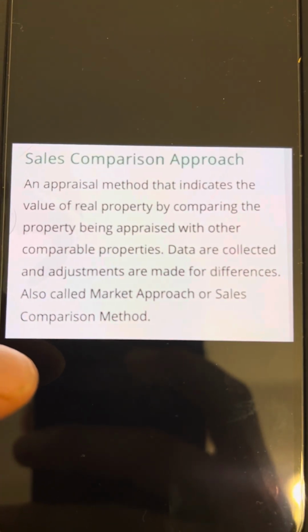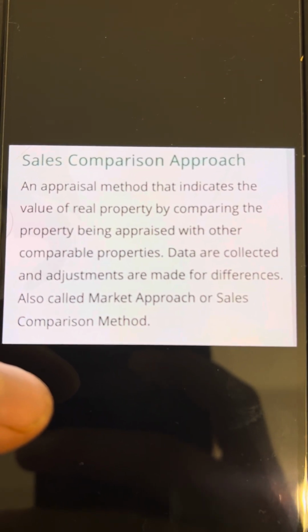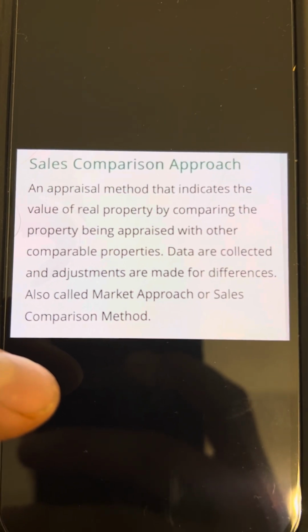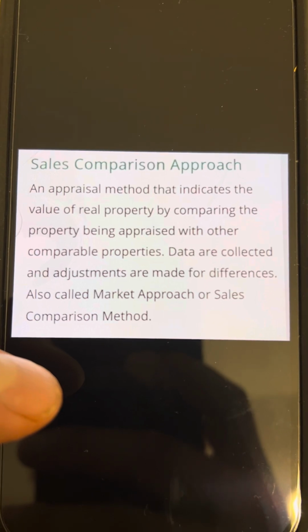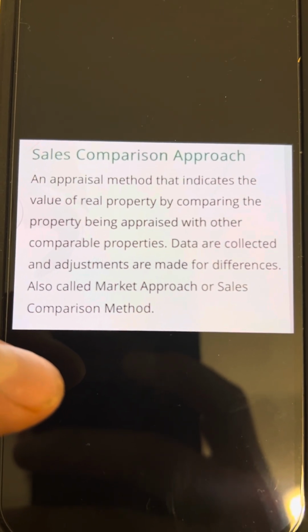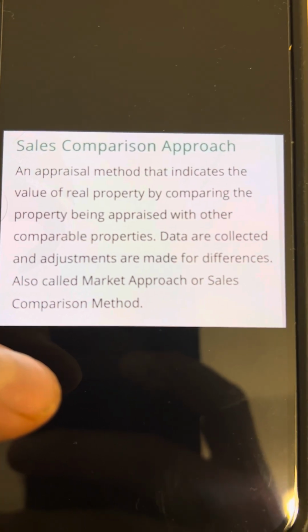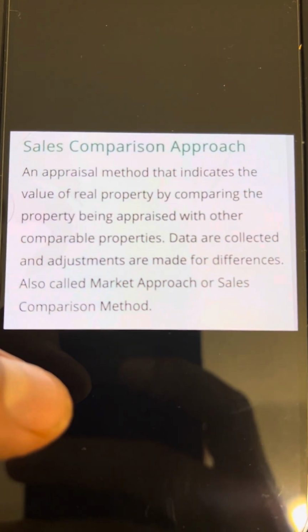Number 5, an appraisal method that indicates the value of real property by comparing the property being appraised with other comparable properties. Data are collected and adjustments are made for differences, also called market approach or sales comparison method. The answer is sales comparison approach.